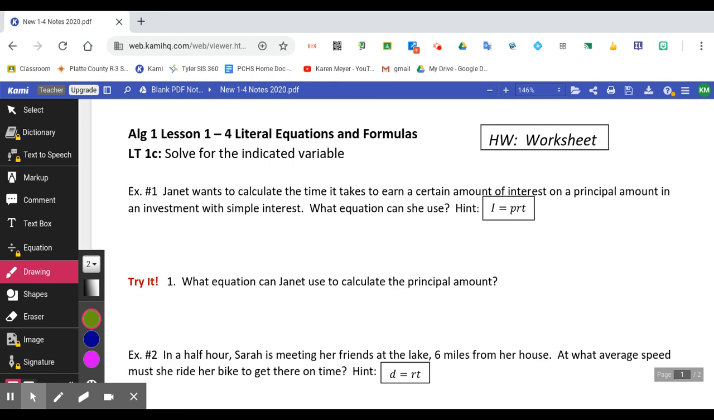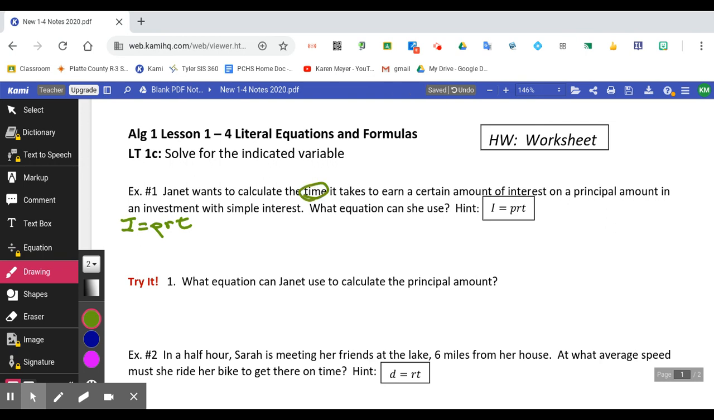So example number 1: Janet wants to calculate the time it takes to earn a certain amount of interest on a principal in an investment with simple interest. What equation can she use? Off to the side, you're given the equation I equals PRT, and we want to figure out how long it takes. So we're trying to solve it for time.